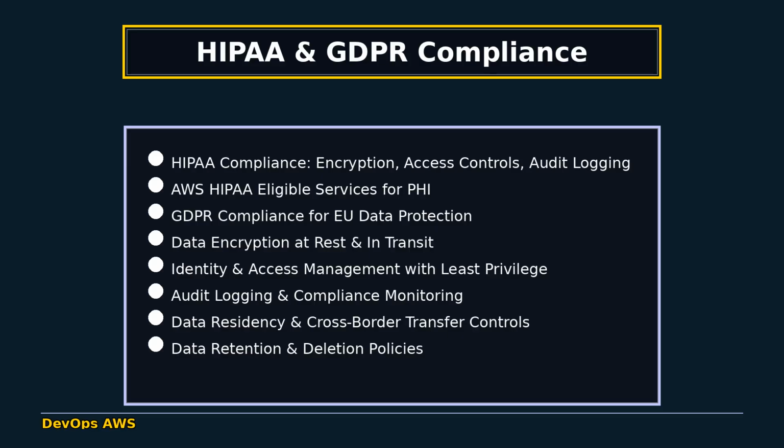HIPAA compliance requires encryption, access controls, and audit logging. AWS HIPAA eligible services for protected health information. GDPR compliance for EU data protection regulations. Data encryption at rest and in transit for sensitive data.